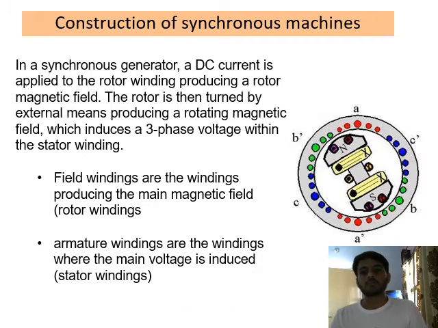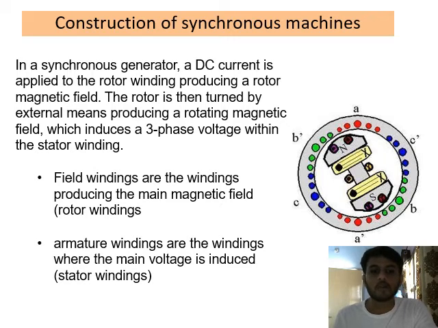So how this synchronous machine is constructed and why it is different from the three-phase induction motor. Okay, so first of all, we study the synchronous generator, purely the synchronous generator. So the synchronous machine contains two parts. One is a synchronous generator and another one is a synchronous motor. So in the third chapter, we study the synchronous generator, and in the fourth chapter, we study the synchronous motor.